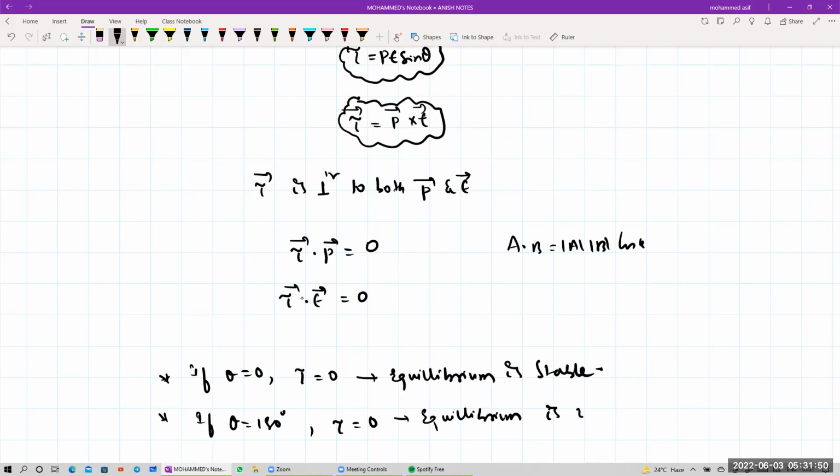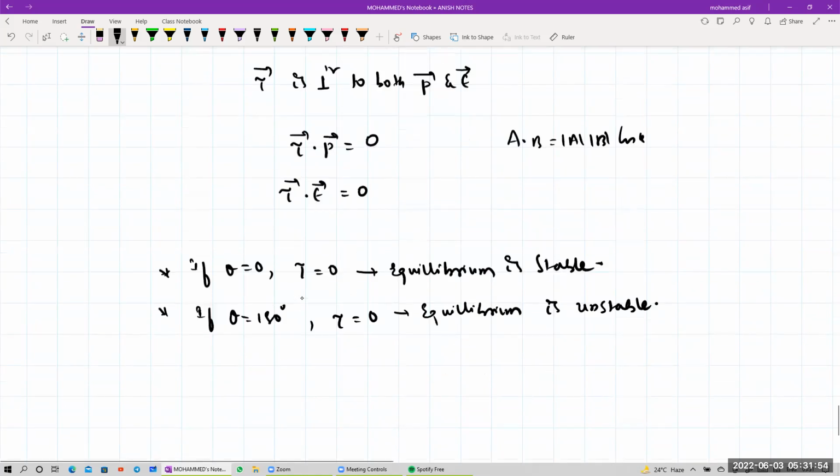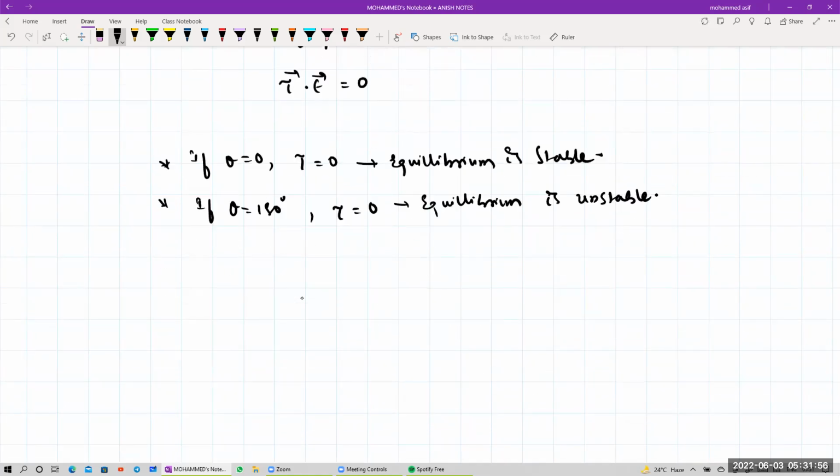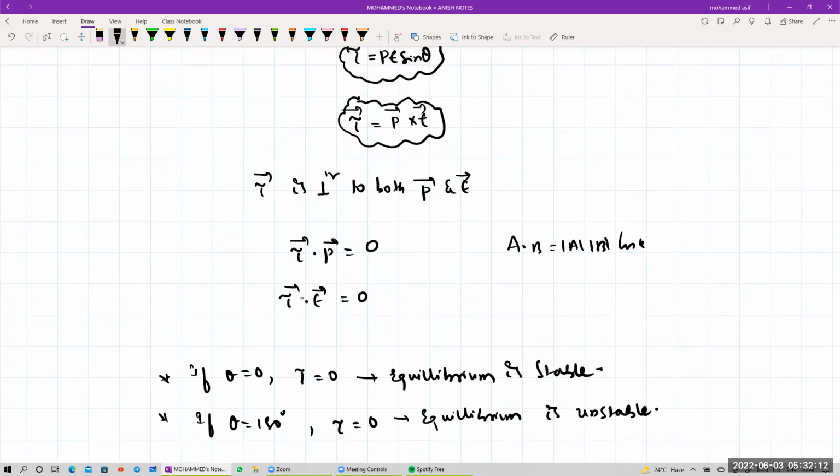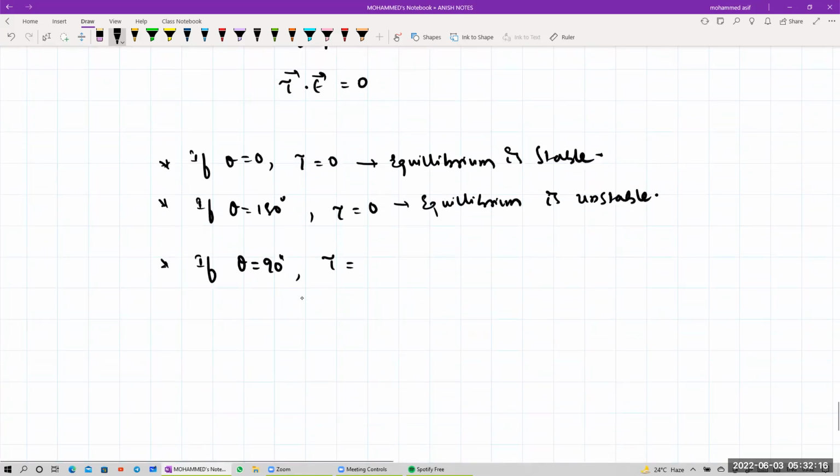Equilibrium is unstable. If theta is 180 degrees, torque is equal to 0 and the equilibrium is unstable. In the same way, if theta is equal to 90 degrees, torque tau is equal to how much? If I'm taking theta 90 degrees, sin 90 is 1, that means torque will become maximum. Torque is equal to PE, that is nothing but maximum.